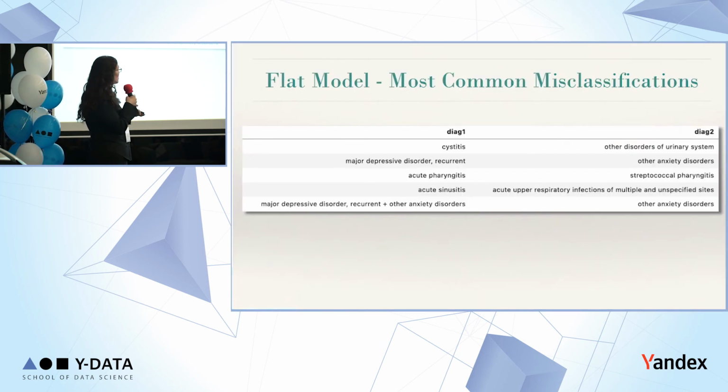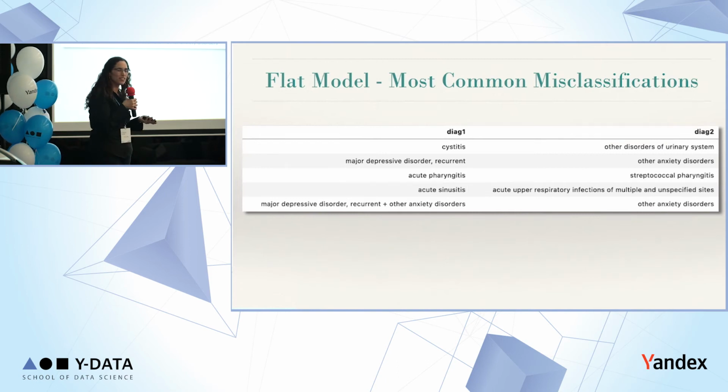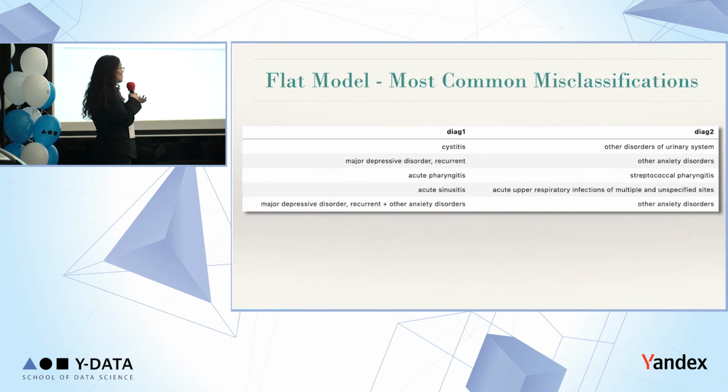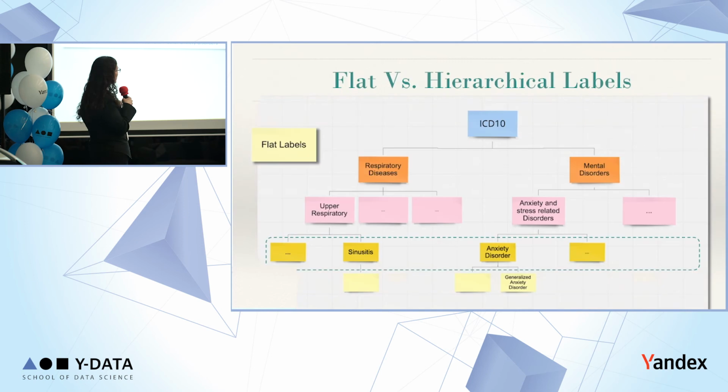Okay, so the model has been doing pretty well, so why is the score not great? Let's look at where it's making mistakes. When we looked at the most common misclassification, we found that the mistakes it was making were pretty reasonable. It was confusing cystitis with disorders of the urinary system, which are pretty close conditions. And all of the conditions it was confusing were very similar. So how do we capture that in metrics?